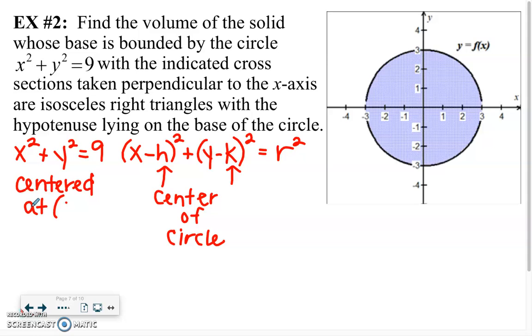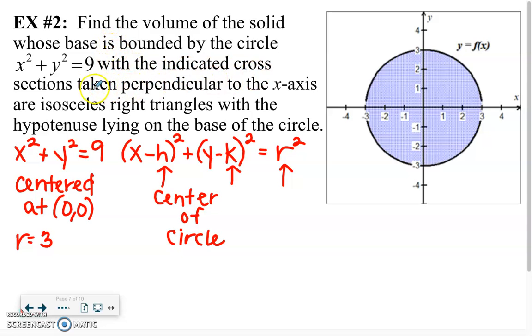So we have a circle centered at 0, 0. And then the radius squared is equal to the value at the end. So that means the radius in ours would be the square root of 9. So our radius is 3. So this is a circle with a radius of 3. I'm telling you that because the graphs might not be drawn for you every time, so you may have to draw that yourself.